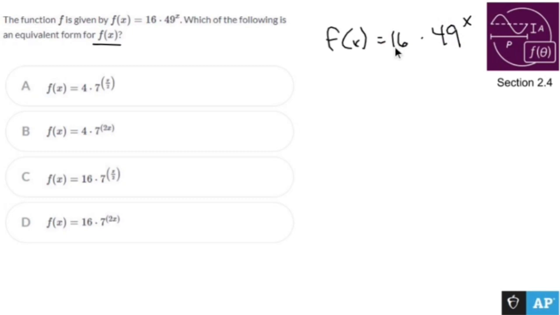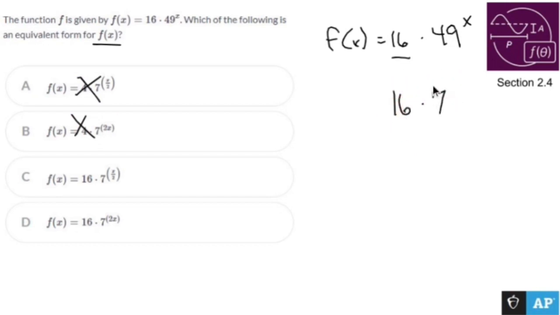Now I have a 16, which I know is 4 squared. I have a 49, which I know is 7 squared. 16 is also 2 to the whatever, but let's see what they want me to do. They want me to change 16 to 4 or keep it at 16. Well, 16 is 4 squared, so neither of those. So let's change 49 to 7 squared, and let's see what happens.